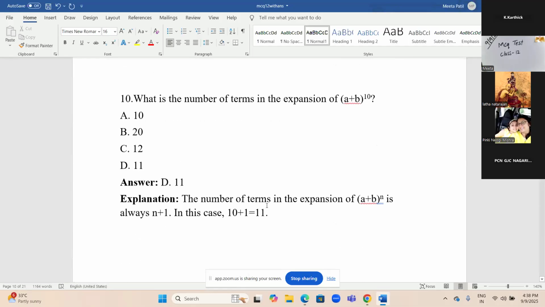Okay, so your next question: what is the number of terms in the expansion of (a + b)^10? Okay, so here we have already discussed this in the class. That is, if you are having the power as n, the terms will be n plus 1 terms. So instead of n, what you have here is 10. That means how many terms will be present over there? That means 11 terms will be present. So here option D is the correct answer for this question. Okay, so next we are moving further.